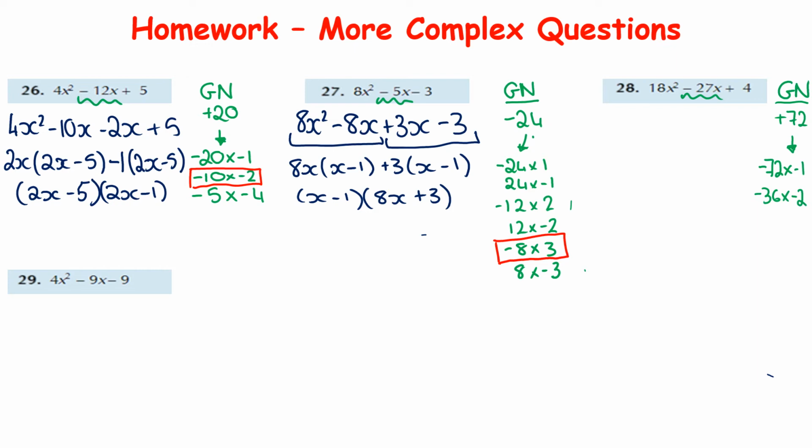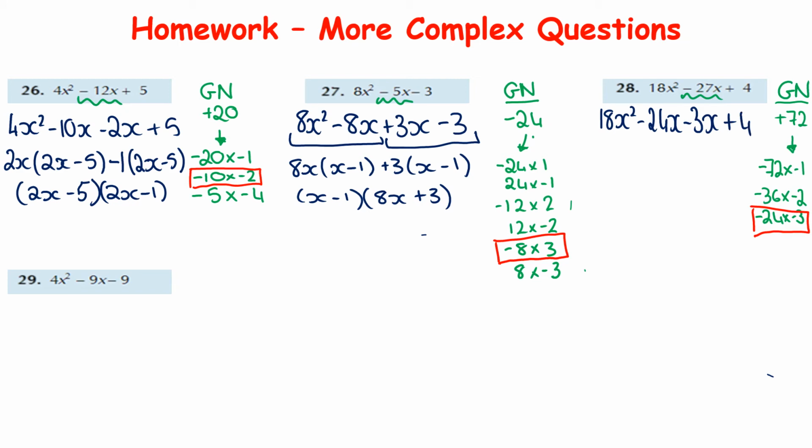72 is divisible by 3. So we get minus 24 by minus 3. And actually we've hit it. We've got the one we want because we want this to be minus 27. So we get 18x squared minus 24x minus 3x plus 4.